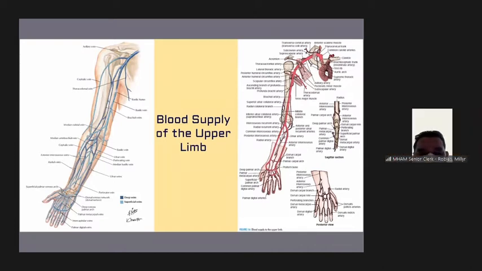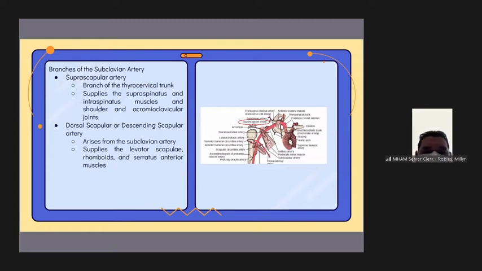So next is the blood supply of the upper limb. First, we have the branch of the subclavian artery, which is the suprascapular artery, a branch of the thyrocervical trunk. It supplies the supraspinatus and infraspinatus muscles, and also the shoulder and acromioclavicular joint. Next is the dorsal scapular, or descending scapular artery, which arises from the subclavian artery and supplies the levator scapulae, rhomboid, and serratus anterior muscles.